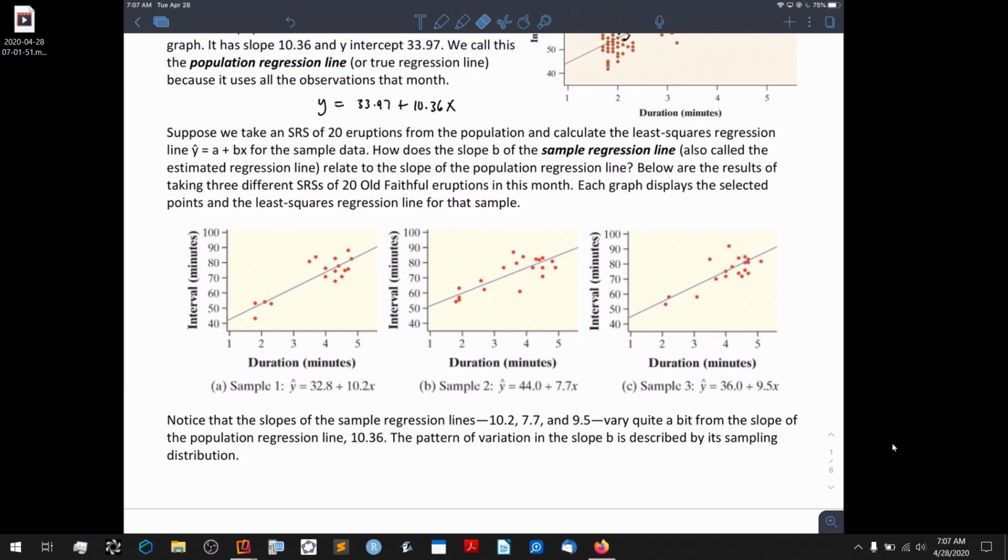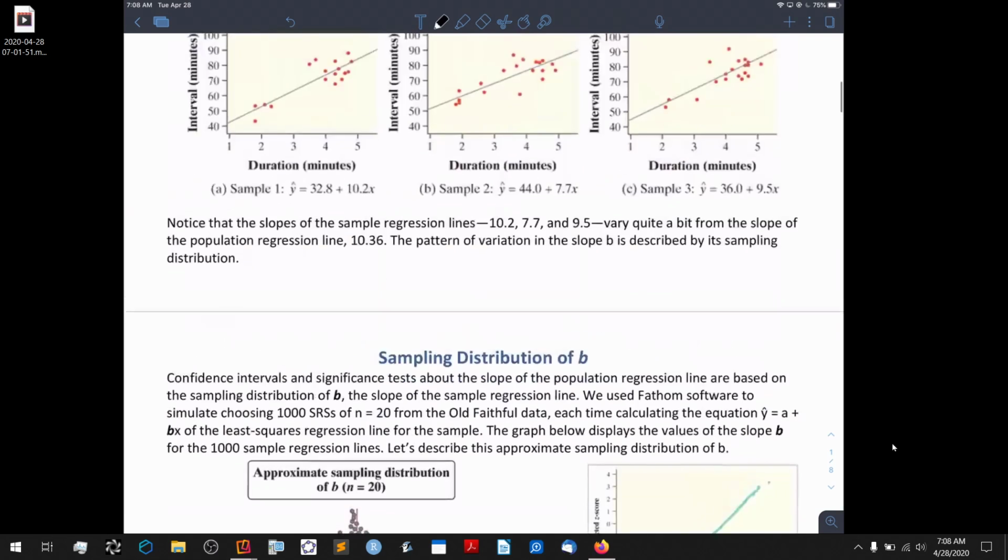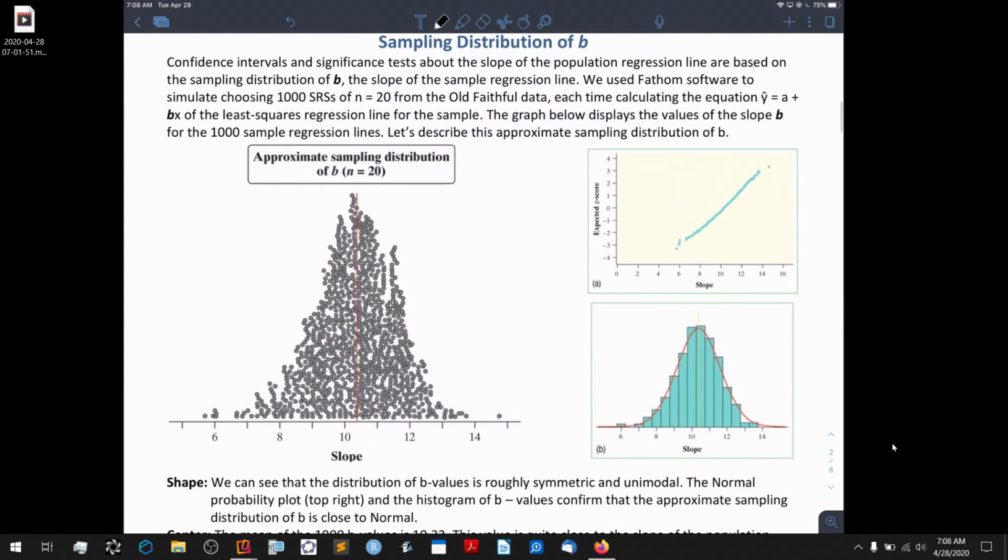So in order to know something about the relationship between the slope of the population regression line and the slope of the sample regression line, I really need to look at the sampling distribution of the sample slope. Okay, and so that's what we need to look at. And so let's do that. So if we simulate, now this is a simulation, right? And this is not a proof.